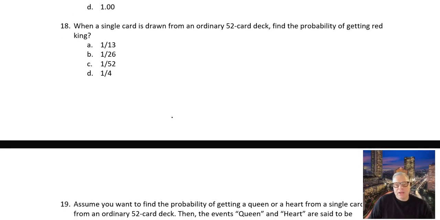When a single card is drawn from an ordinary 52 card deck, find the probability of getting a red king. Okay, so how many red kings are there? There is the king of hearts and the king of diamonds. They're both red, so that's 2 over 52 or 1 over 26.